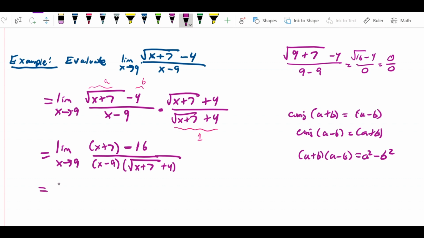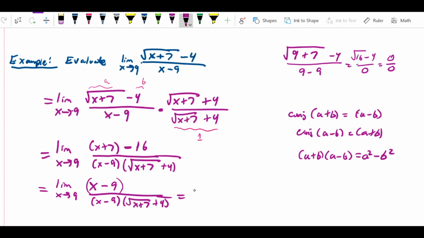Let's simplify a bit. This gives us the limit as x approaches 9 of x plus 7 minus 16, which is going to be x minus 9, over x minus 9 times the square root of x plus 7 plus 4. Look at that, somehow, magically, we ended up with a factor of x minus 9. Turns out that in problems that look like this, the trick works. And it doesn't matter whether the square root part is on the top or the bottom. The trick works equally well regardless of where the square root part is.